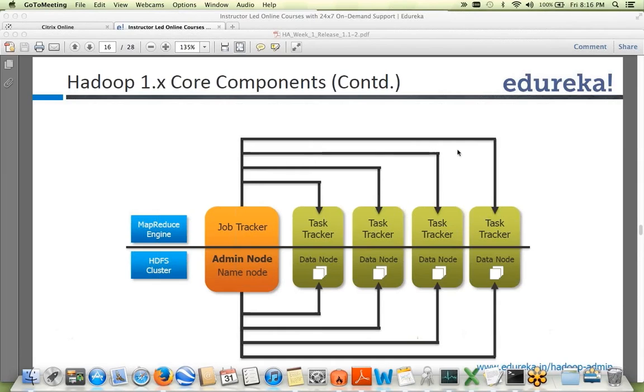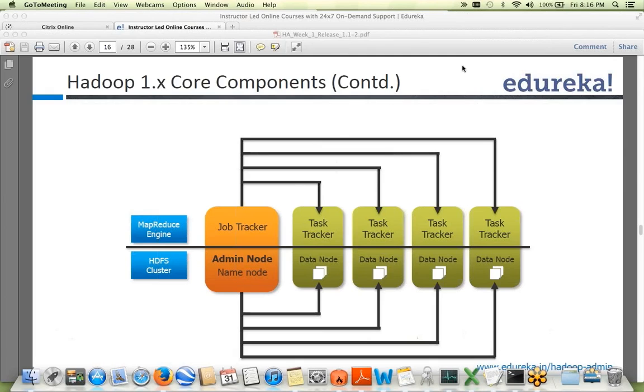And task trackers will keep on sending their heartbeat back to job tracker that, okay, I'm still working on this. If it takes a long time, it will keep on sending a heartbeat back to job tracker that I'm working on this. And once all those tasks are done, then job tracker will basically send the status back to the user.